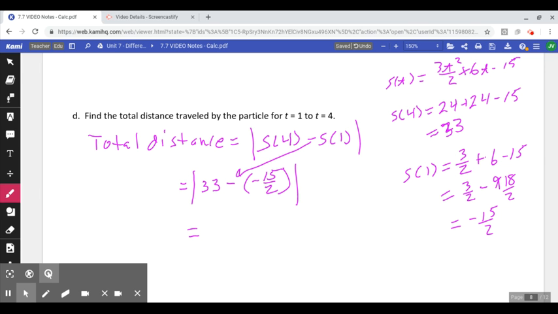So 33 minus negative 15 over 2 is the same as 33 plus 15 over 2, which happens to be 81 over 2, or you could write this as 40 and a half as your final answer. So either one of those will be fine.